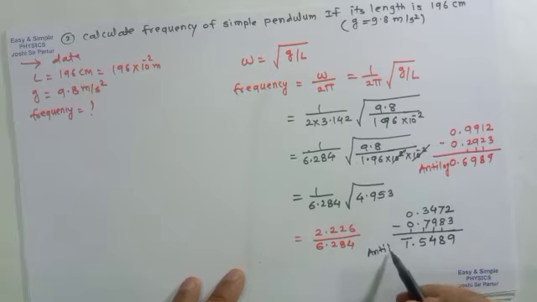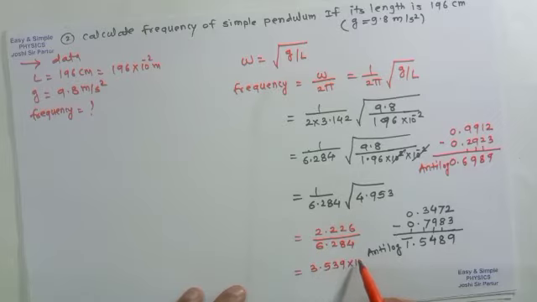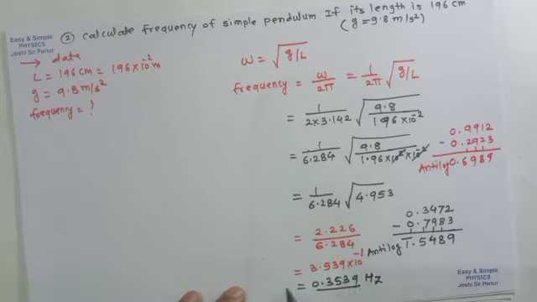Take its antilog. Antilog of 0.54 in 8, 9 is in mean difference will be 3.593 into 10 to the power minus 1. So that if we shift the decimal point, it will be 0.3539 hertz. It is the value for frequency, which is the answer for the given example.